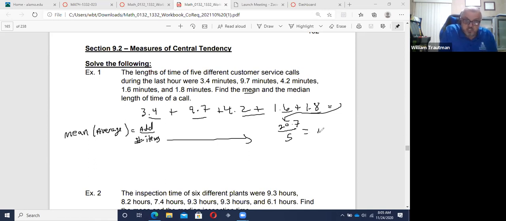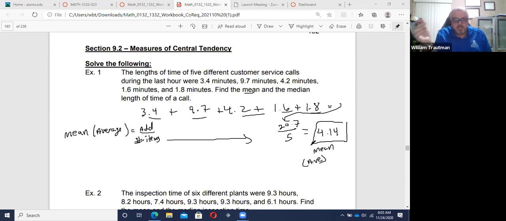So I put 20.7 divided by 5. And my average is 4.14. It didn't say what to round it to, 1 decimal place or 2 decimal places, but this is my mean, also known as the average. In statistics, we call it mean, though. Okay, so I'm going to now show you how to do this on your calculator. It wasn't too hard here, but if there were a lot of numbers, you'll see we're going to be using this calculator more often.